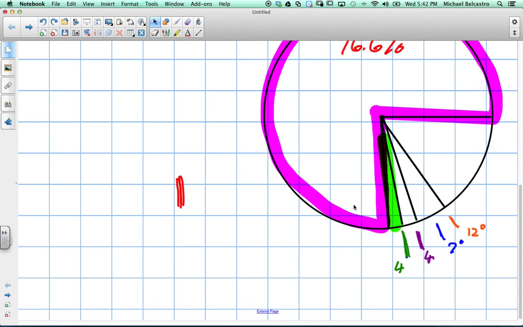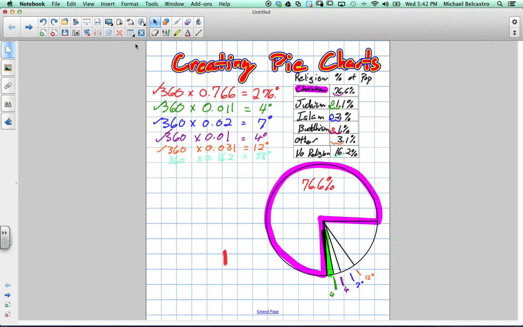Now, I got to write the percentages in technically. So I'm going to write these percentages. She's doing something. She's okay. The last one we did in degrees was 58 degrees. So that was Christianity. We did Christianity, Judaism, Islam, Buddhism, other, and no religion. So that was good. We finished that whole thing, which isn't really that easy.